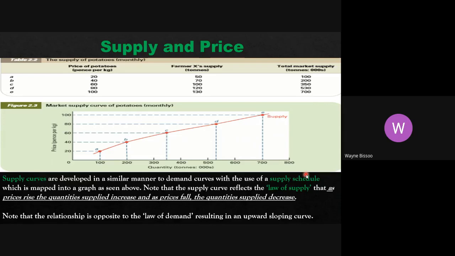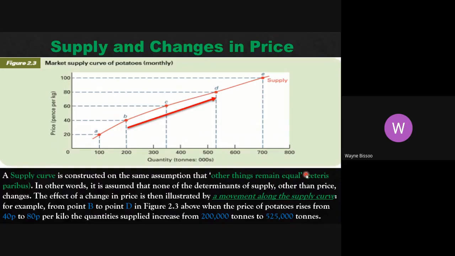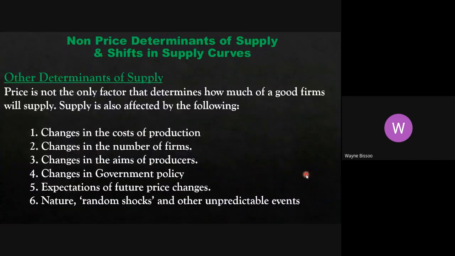Now, the same applies here. If we have a change in price, we're going to call that a movement along the supply curve. So movements along the supply curve we call changes in the quantity supplied. That's the movement we're going to be talking about. As opposed to that, if any of these non-price determinants of supply change, then they will cause the supply curve to shift. And these are them here.